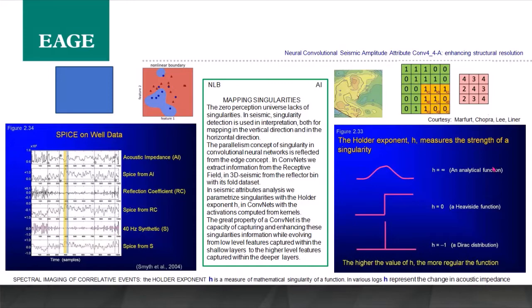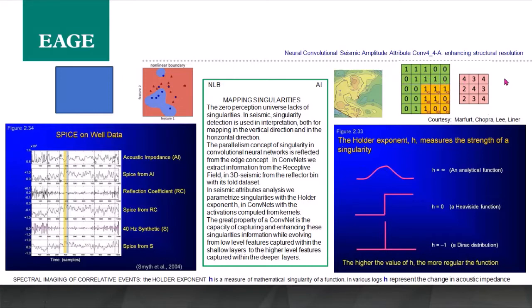Now we continue with the consideration of singularity parallelism. The zero perception universe lacks singularities. In seismic, singularity detection is used in interpretation both for mapping in the vertical direction and in the horizontal direction. The parallelism concept of singularity in convolutional neural networks is reflected from the edge concept.